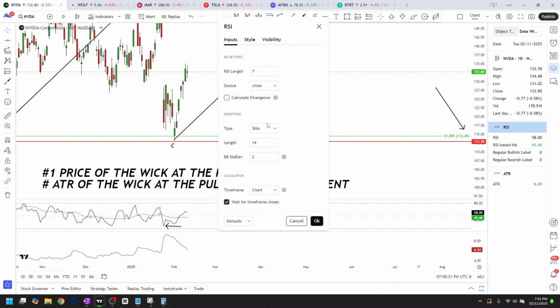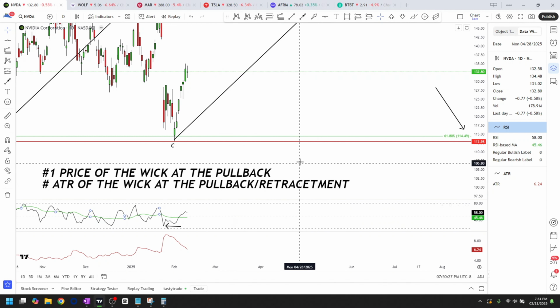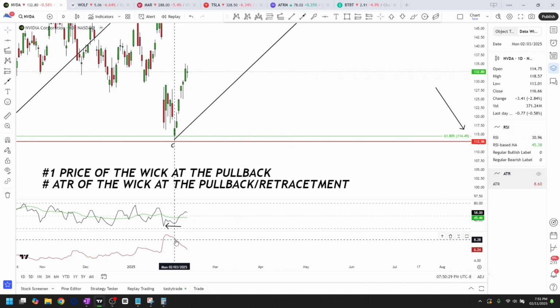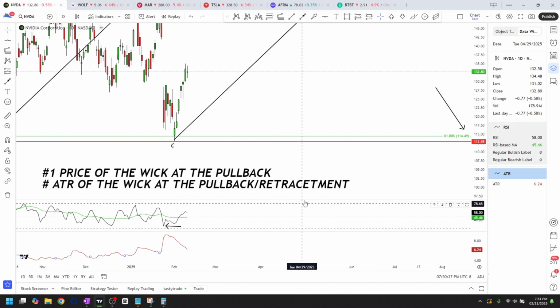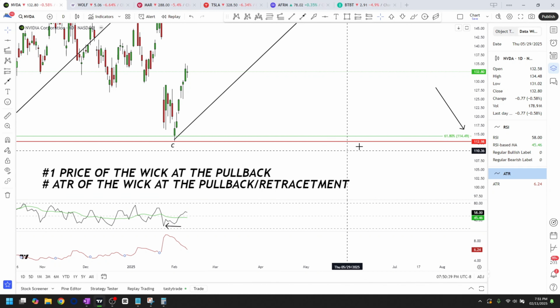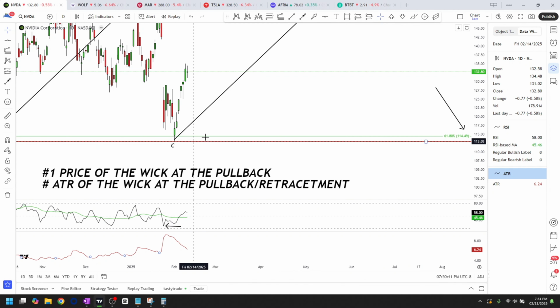Those things are going to help you with your entry when you're looking for your overbought, oversold, and divergent conditions. But what I was saying is I pair my ATR, I match it with RSI. So I'm using a 7 period ATR, if you notice here. Anyway, so we have our price of the wick on the pullback.